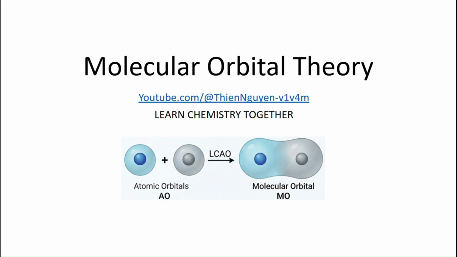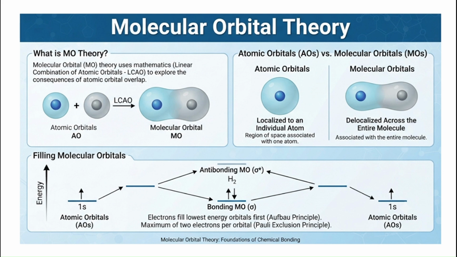This video is about Molecular Orbital Theory. Molecular Orbital (MO) theory uses mathematics as a tool to explore the consequences of atomic orbital overlap. The mathematical method is called the linear combination of atomic orbitals (LCAO). According to this theory, atomic orbitals are mathematically combined to produce new orbitals, called molecular orbitals.